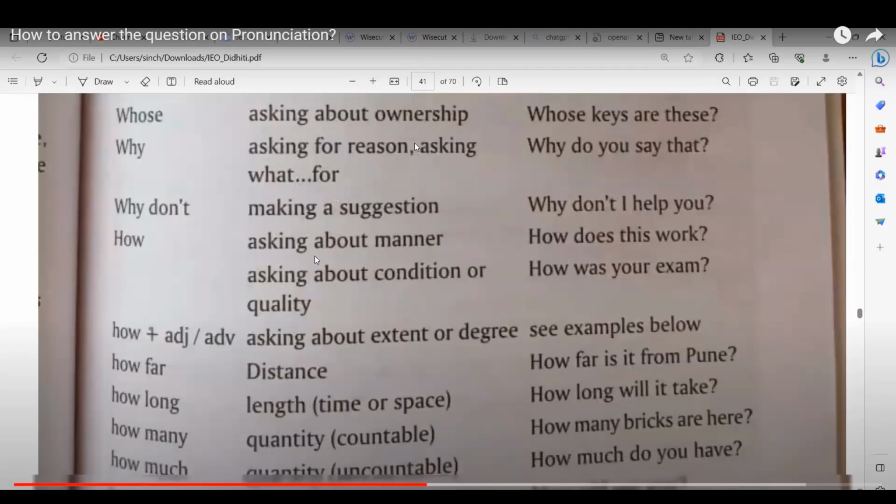Why? Okay. Asking for reason, asking what for? Read it, beta. I read it, ma'am. No, asking for reason, beta. Okay. Why do you say that? Ma'am, can I tell any other example?